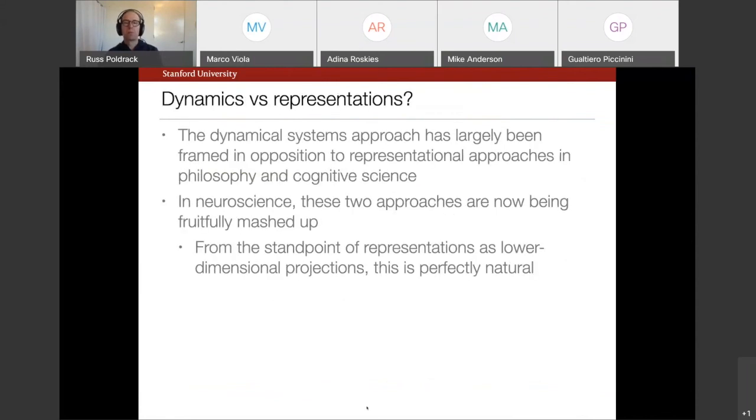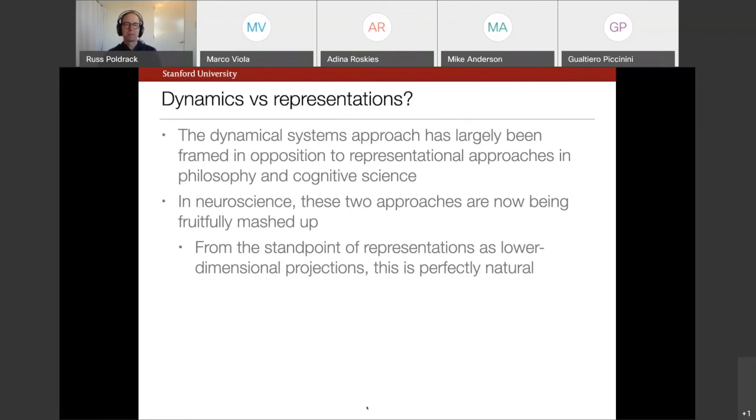Okay, so I want to make one final comment, which is about this tension that's been in the philosophical literature and the cognitive science literature for a while between dynamical systems approaches and representational approaches. Going back to that literature in the light of recent neuroscience work is really interesting because in neuroscience, people are now perfectly comfortable mashing together representational talk and dynamics talk. And from the standpoint of representation as lower dimensional projections, this is perfectly natural. It could either be a dynamic pattern, it could be activity of particular neurons.